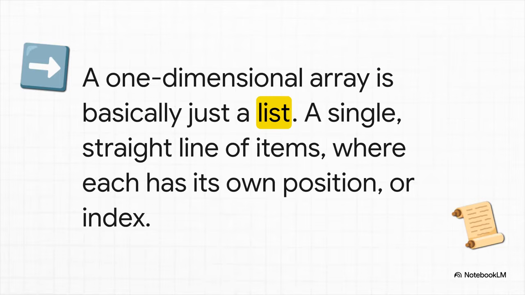A one-dimensional array is, at its heart, just a list. Think of it as a single straight line of items, kind of like books on a shelf or a to-do list. You've got one item right after another, and each one has its own position, or what we call an index, in that line. Super simple, super clean, and it's perfect for data that just goes in a straight line.